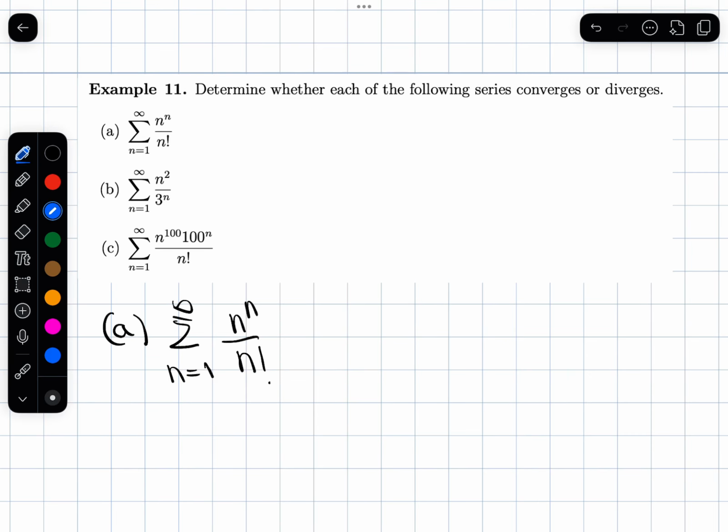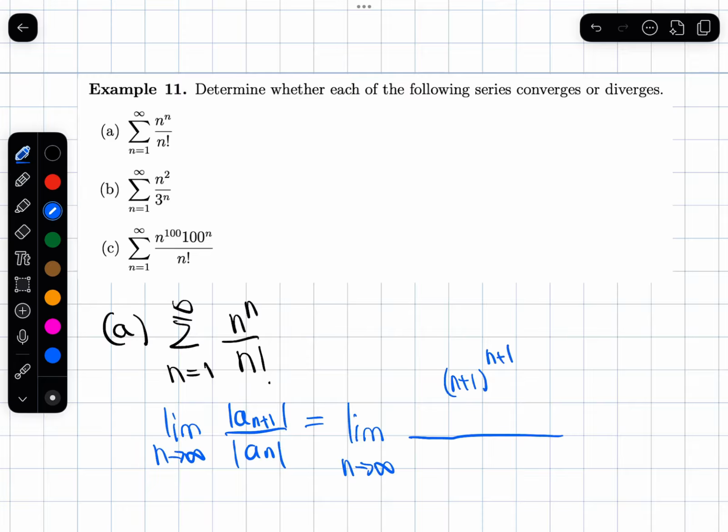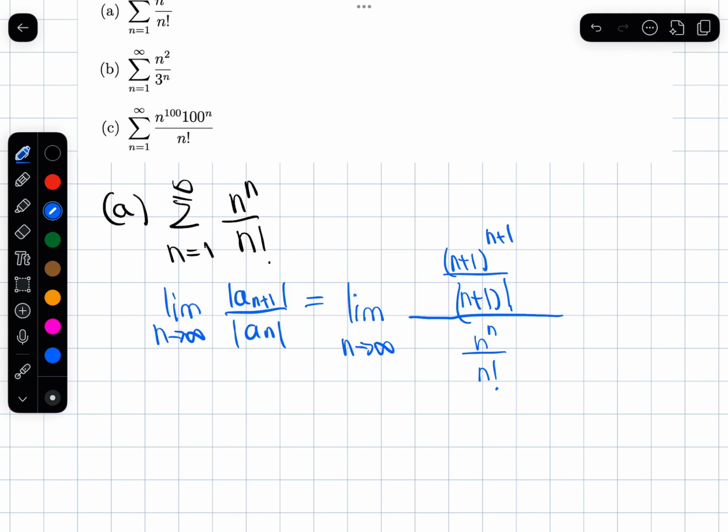And so the limit when n goes to infinity of a_(n+1) over a_n, I'll write absolute values just so people know that I can, but it doesn't matter because the a_n are all positive. The a_(n+1) is just me replacing n with n plus 1, so I end up with (n+1) to the power n+1 over (n+1) factorial, divided by n to the power n over n factorial. So I have to calculate this limit. Hopefully that's going to be something that's less than 1. So let's see. This is the limit.